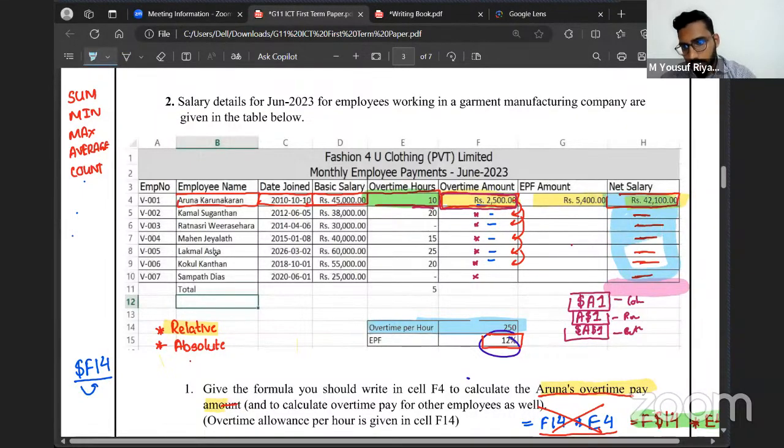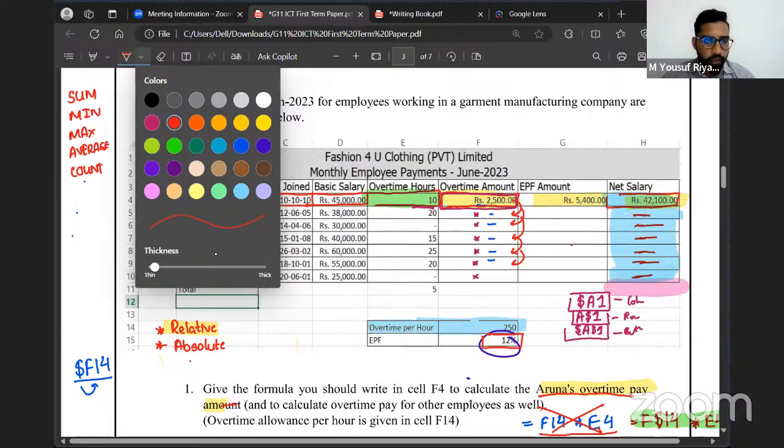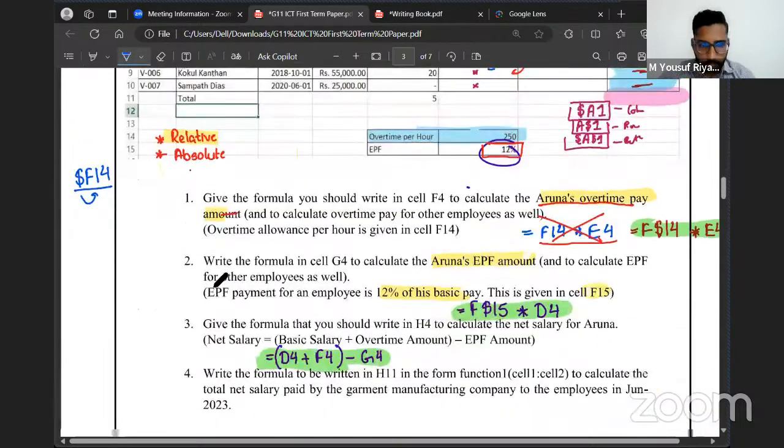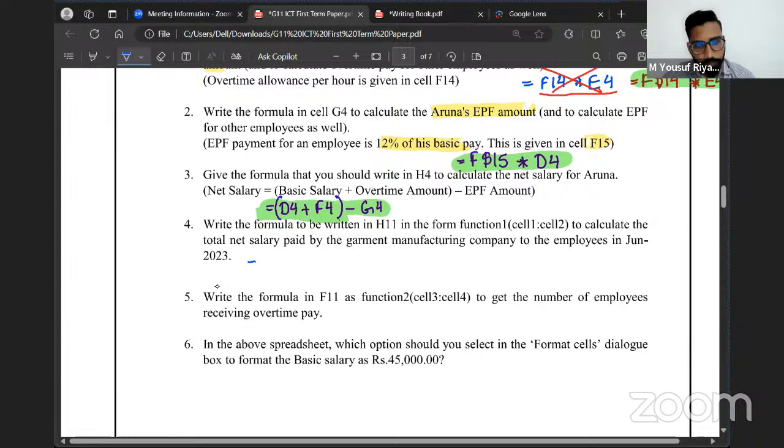This blue color cell range. The first cell is H4, the last cell we have is H10. So the cell range is going to be H4 to H10. So the answer there is going to be equals sum H4 to H10. Is that clear to you? Yes or no?